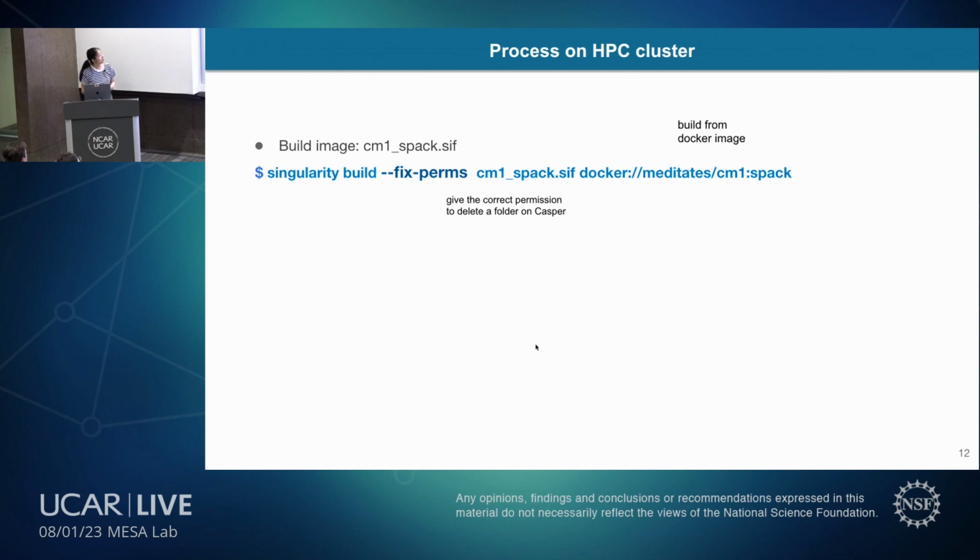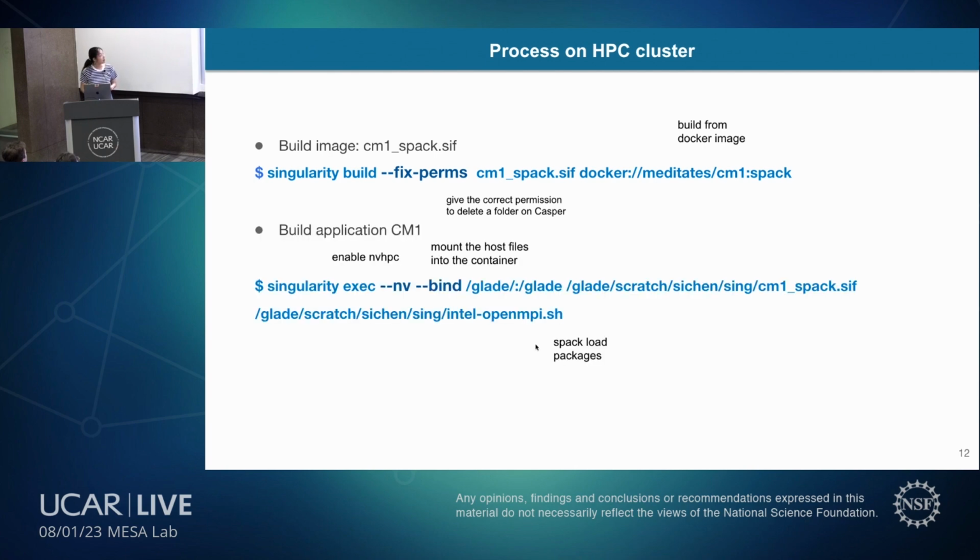And here we set a flag that is -s fixed perms. With this flag, the system can delete the container directory if we do not need it, so we can have its correct permission. The second step is build application CM1.